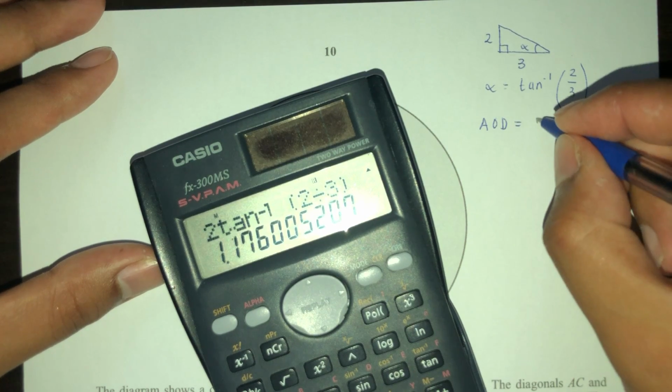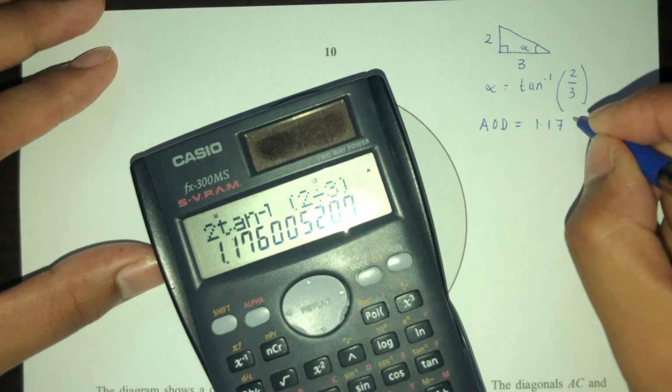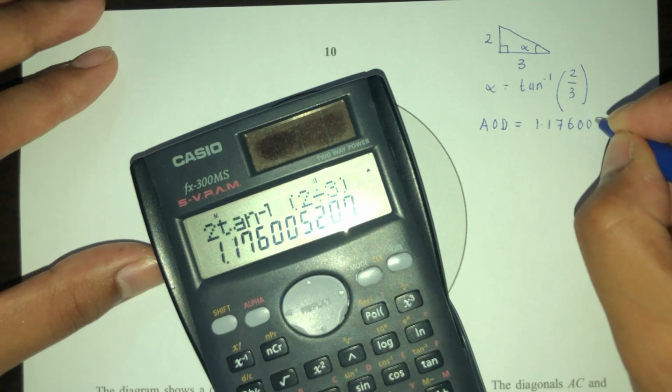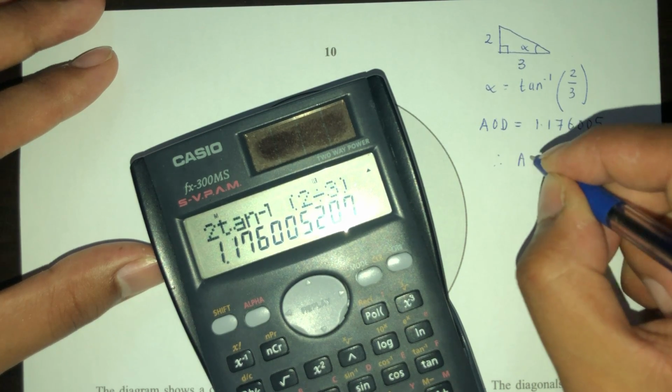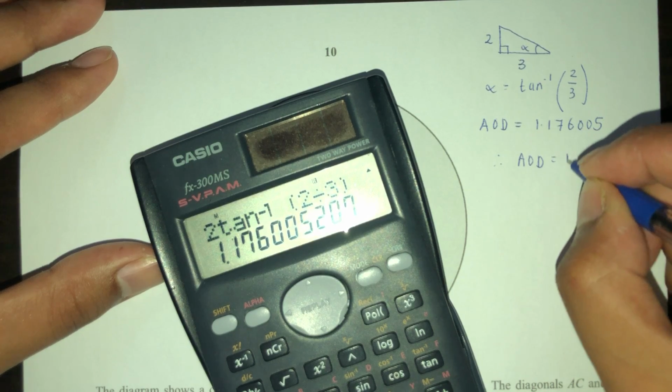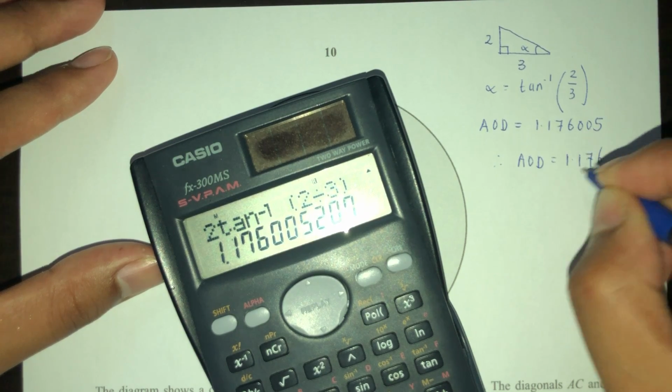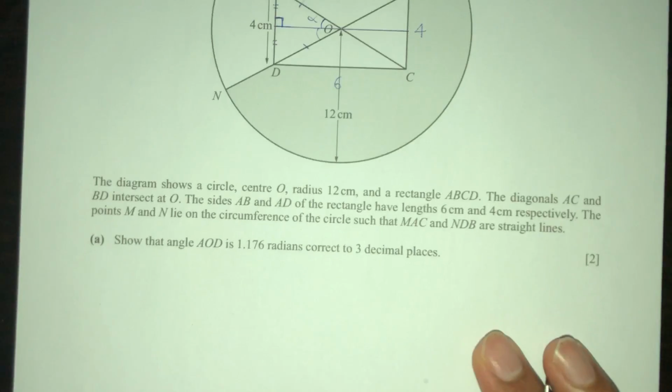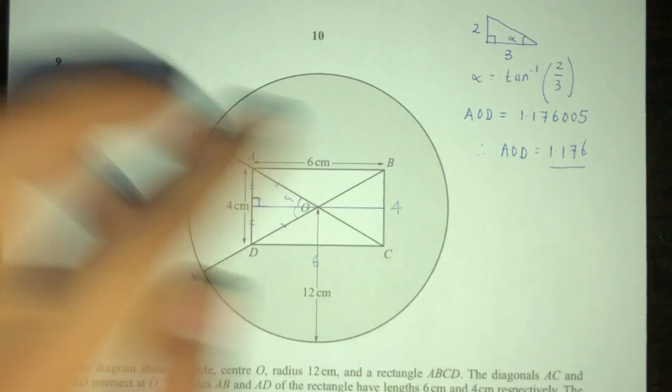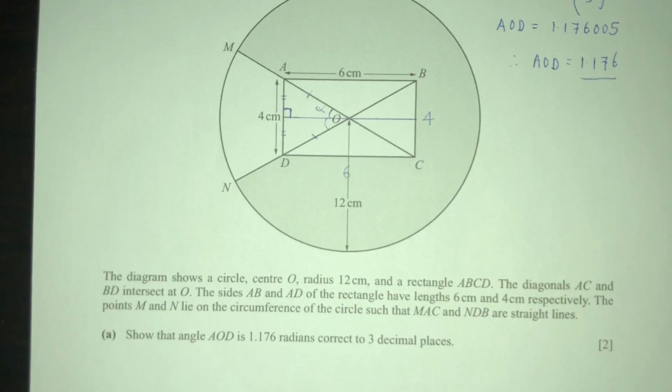That should be 1.176005. Hence, you have to show AOD is equal to 1.176. According to your question, this is shown as required. That is part 1 of your question.